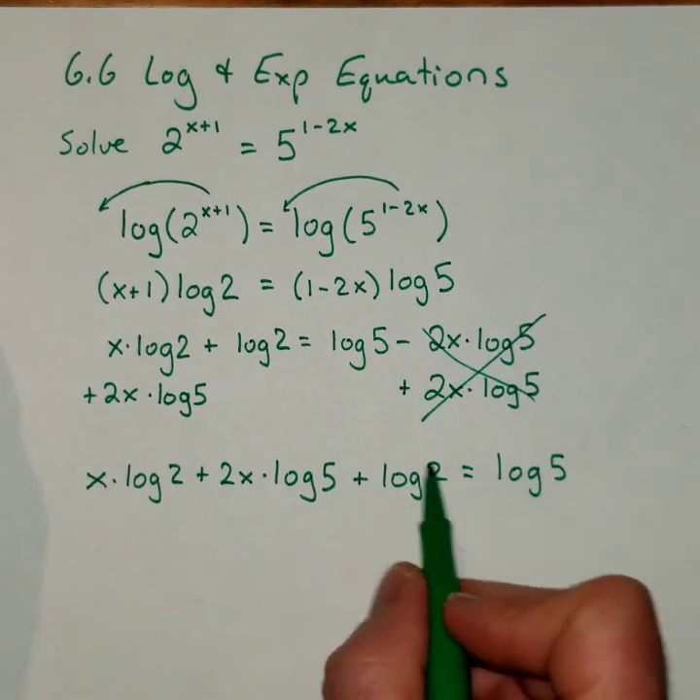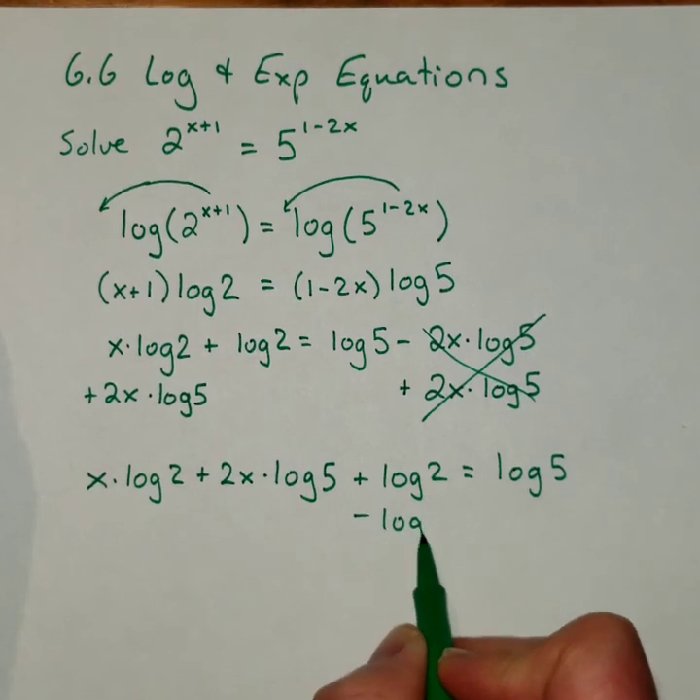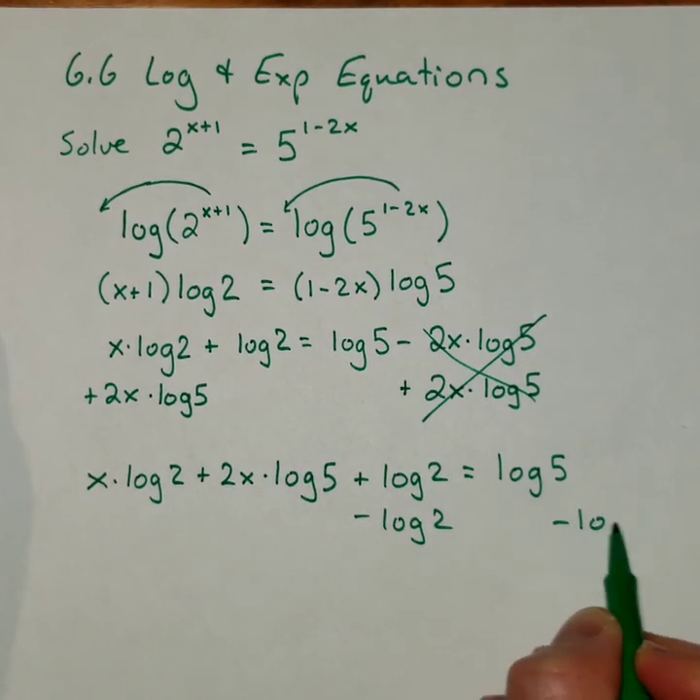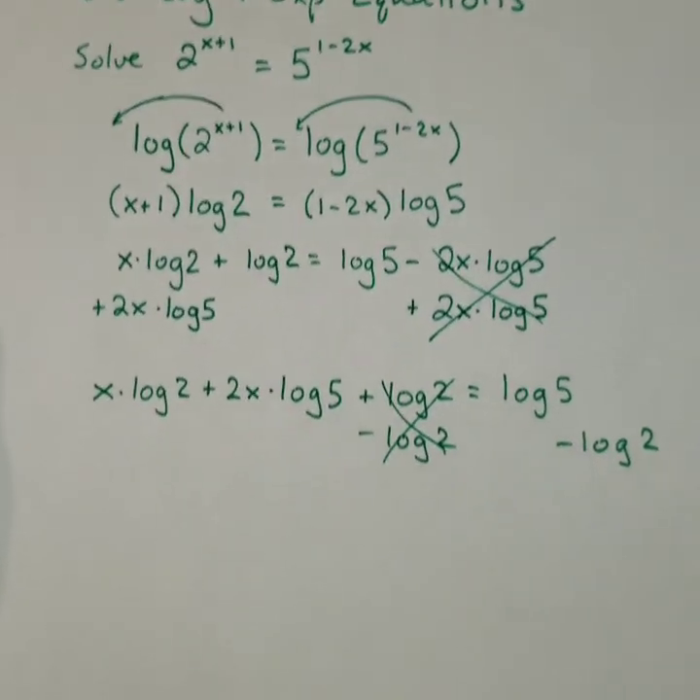Now I want to get my constant term to the other side, so I'm going to subtract log 2 from both sides, and again I cannot combine the two logs.